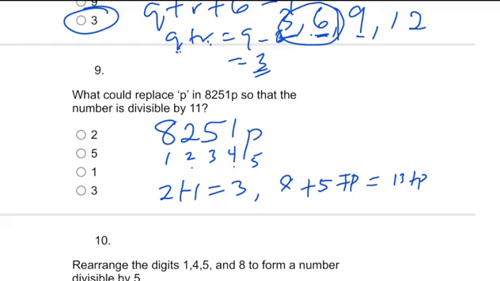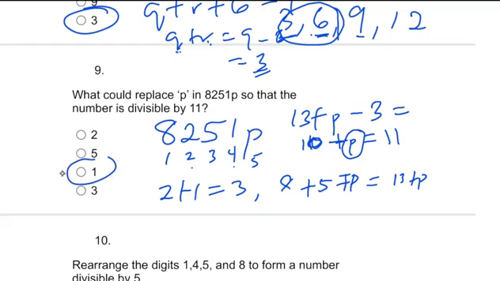So their difference, 13 plus P minus 3, must be equal to a number that is divisible by 11. So that is 10 plus P equals a number that is divisible by 11. Let's say 11 is the closest one. So P will then be 1. That's the answer. I hope this is very clear to you.